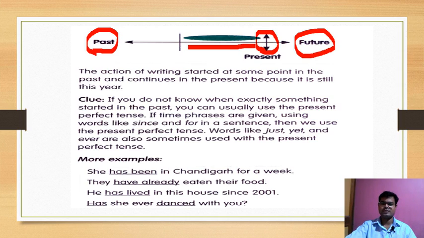You can see here, for is there, and here we have in this house since. So here we have used: she has been in Chandigarh for a week, which is still there. They have already eaten their food, means they have completed eating their food. It's complete, correct. And next is she has lived in this house since 2001, means she is living here from 2001. Has she ever danced with you? So these are the example sentences of present perfect tense.